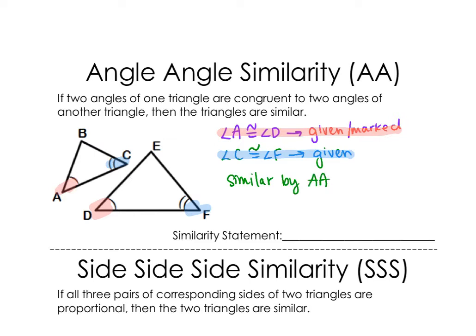And then we need to write a similarity statement. The way we write the similarity statement, like we saw on the previous page, is we just match up our corresponding angles. So triangle ABC, for the first triangle, it doesn't matter the order. You just need to make sure when you write the second part of your similarity statement, you match it up. So we went A, B, C. The angle that matches up with A is D. Then we're going to go E, F. So this is going to be triangle DEF.